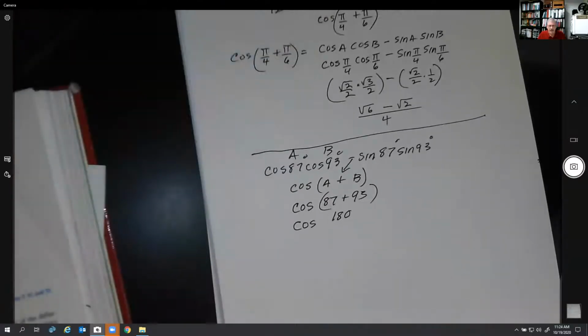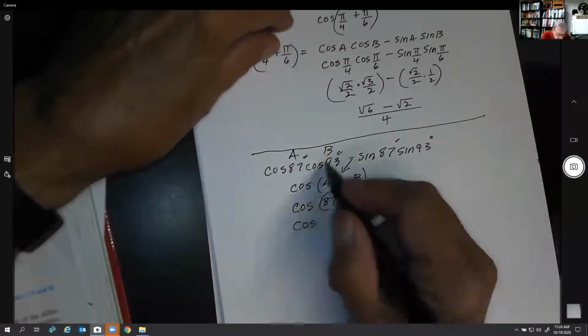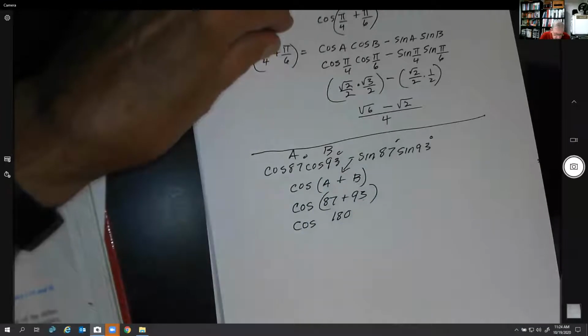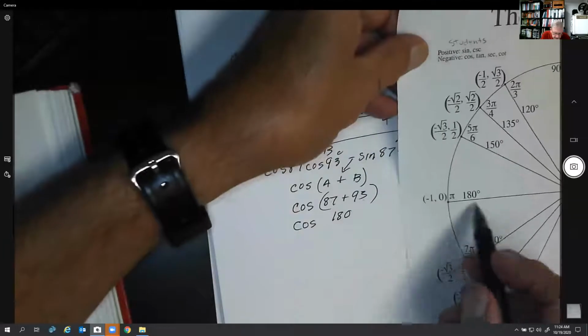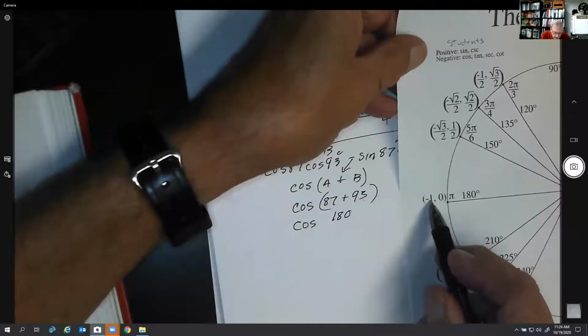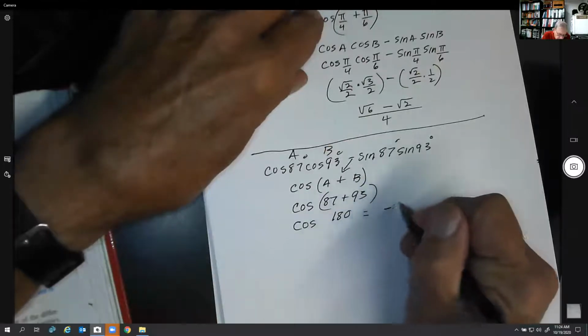This would be the cosine of 180. So it's just 87 plus 93. It's just these two quantities. And what is the cosine of 180? Well, you can look on your chart. The cosine of 180 is -1. So this would be simply -1.